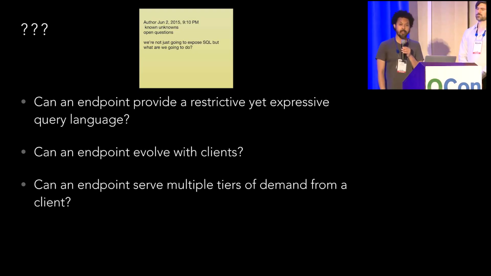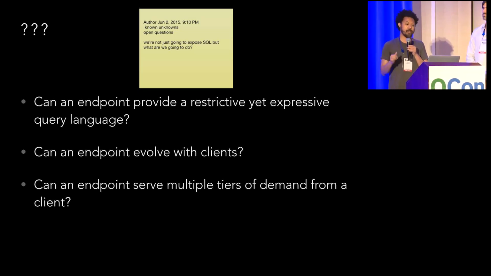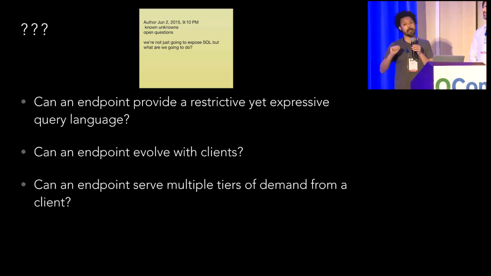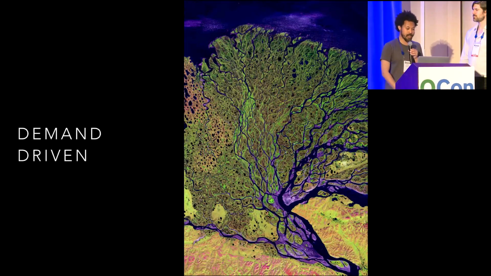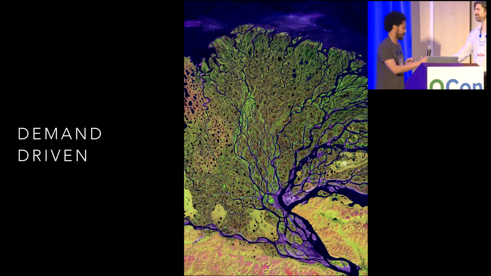And then there's an even more important question. Can an endpoint serve multiple tiers of demand from a client? Most of the systems we design today are heterogeneous systems. You have microservices. You have your SQL database. You may have some third-party thing built in that you need to get. So clients need to be able to access some single logical result, even if that logical result is serviced by different aspects of your architecture. This is something that I think a lot of people haven't thought enough about. So I'm going to hand it off to Kovas to explain demand-driven architecture.